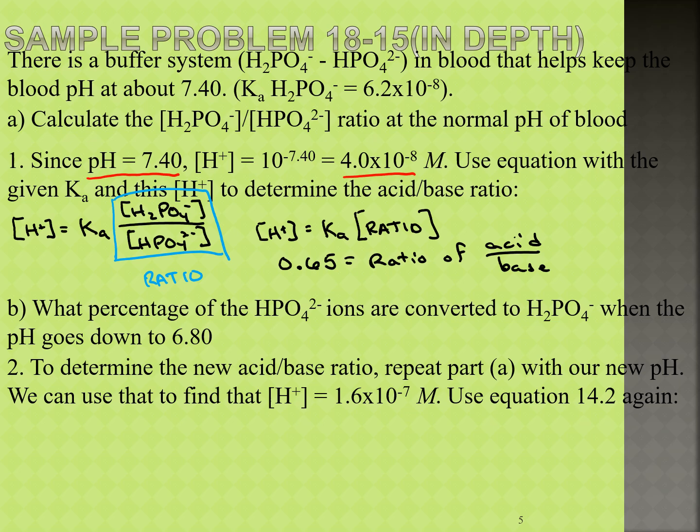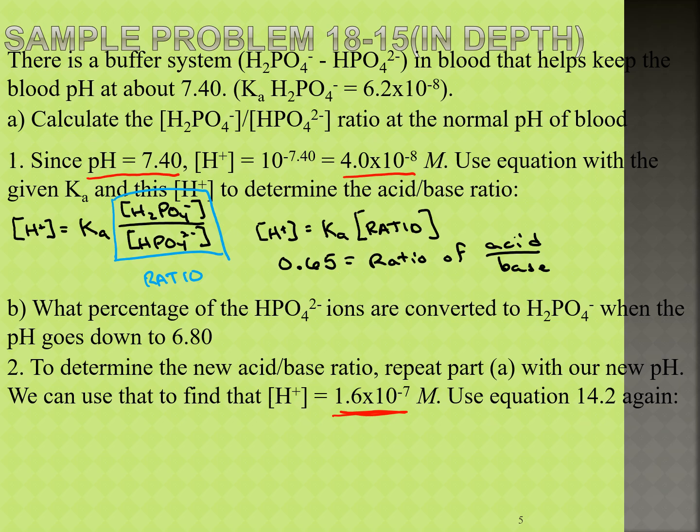Moving on to part B, it asks what percentage of our base is converted to acid when our pH goes down to 6.8. This is going to be a little bit more complicated, so let's follow along. First off, we have to find a new ratio. We're essentially going to do what we did in the step above, but for our new pH. So again, I'm going to take 10 to the minus pH, and I'm going to get a new H plus concentration there.